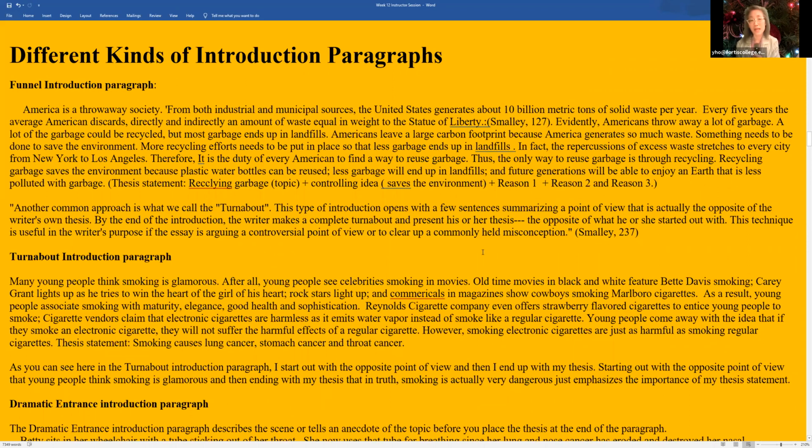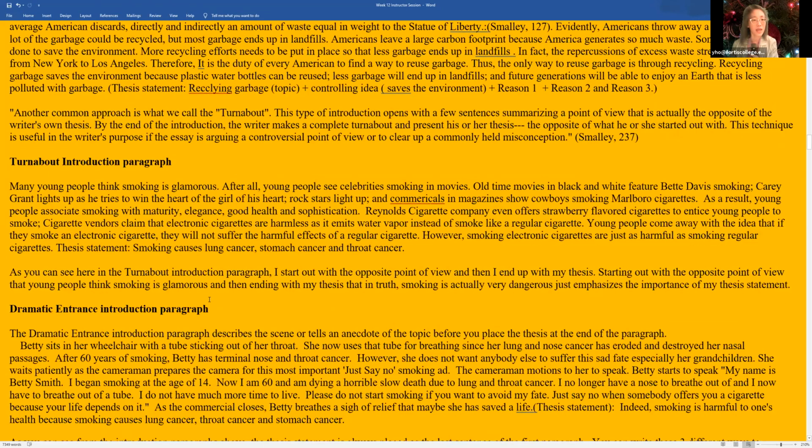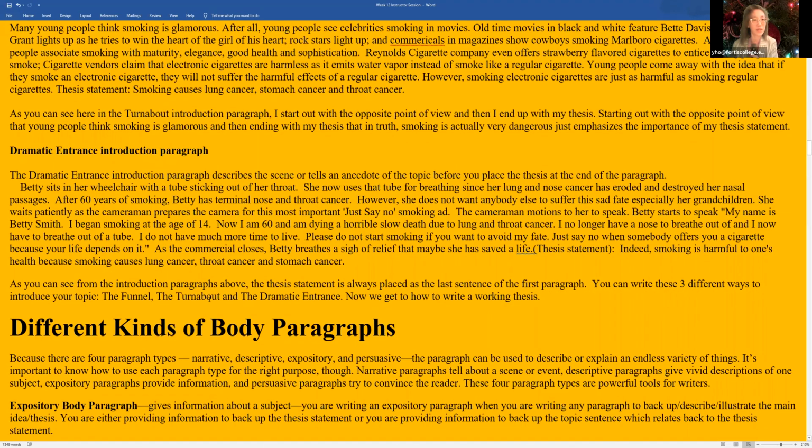So up till now, you've only studied the funnel introduction, where you introduce your topic with a few sentences, and then you lead up to your thesis statement, and you put your thesis statement last. And so that's what we've been doing in both our essays. However, there's two other kinds of introduction paragraphs. There's also a turnabout introduction paragraph and a dramatic entrance introduction paragraph.